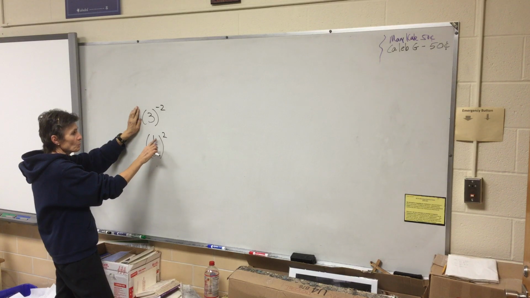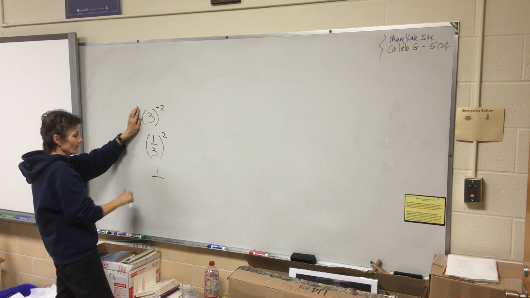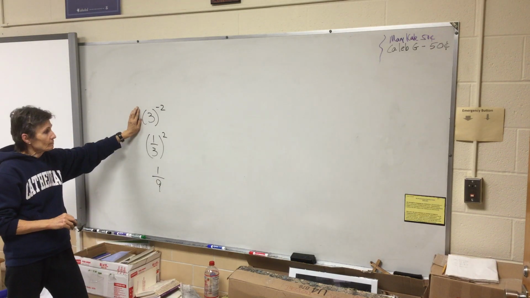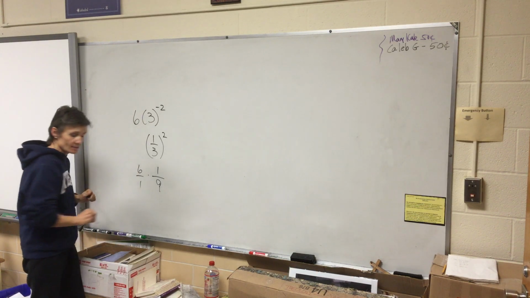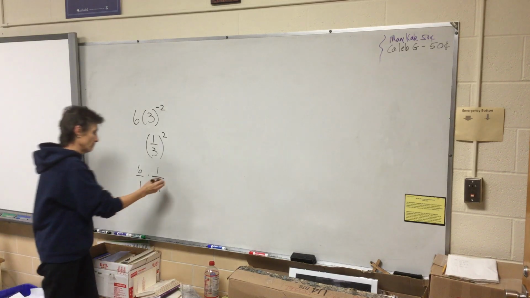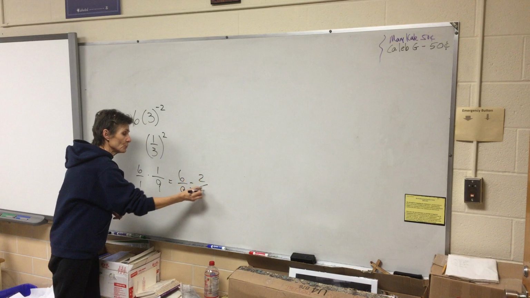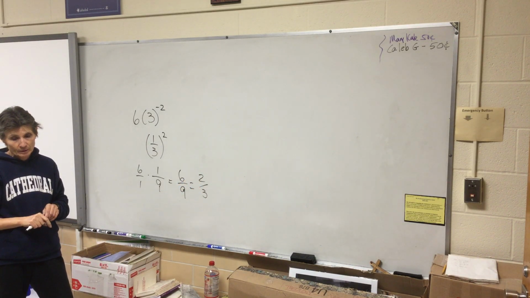What's 1 squared? 1. What's 3 squared? 9. So you get 1/9. Now we gotta times it by 6 over 1. You get 6 over 9. Then you simplify. So 2/3.